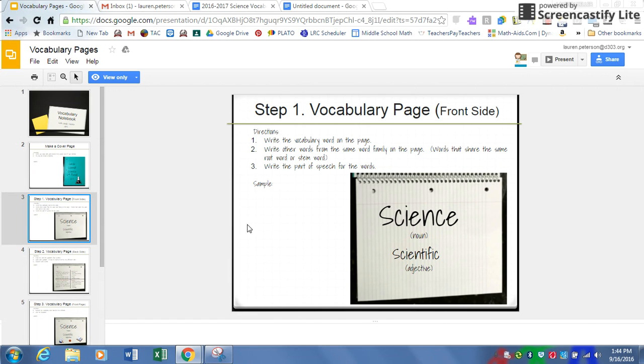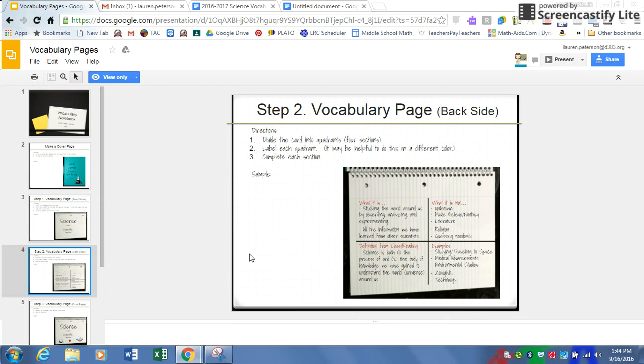The second page should be an example that was completed in class. So this example of a vocab word was science. You can see on the page all the different directions. Write the vocabulary word on the page, write other words from the same family on the page, and then write the part of speech for the word. So this is a sample, and I've also downloaded and PDF'd this example, and it's attached to this email.